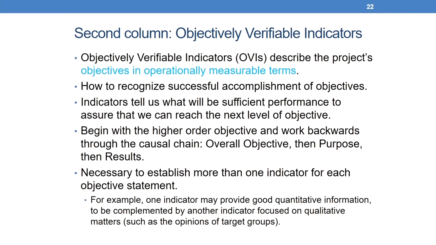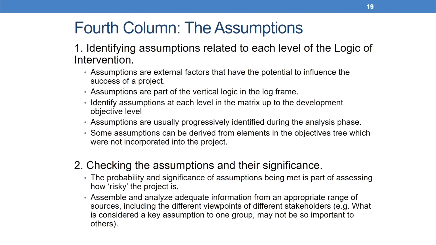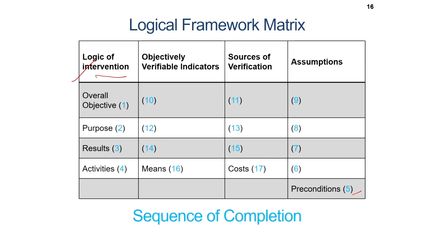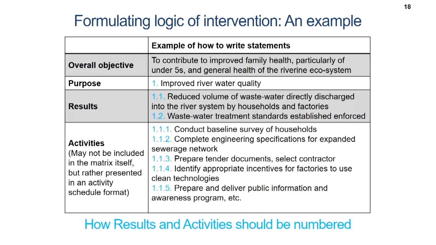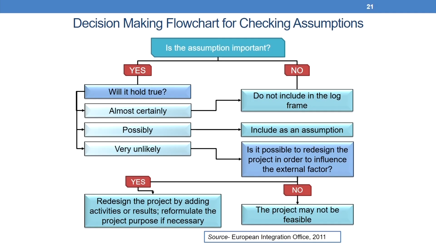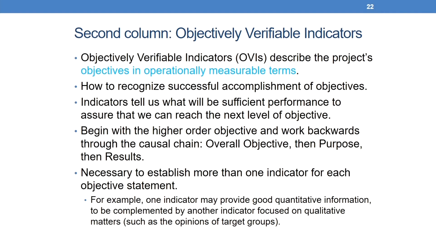Now, let us come to the second column. What are the things that should be included in the second column that we studied on objectively verifiable indicators, and this is again something which is very important as far as the log frame matrix is concerned, because here we are talking about measurable outcomes or measurable indicators. So, let us look at the second column, objectively verifiable indicators or OVIs.